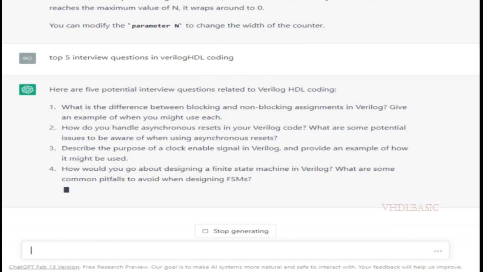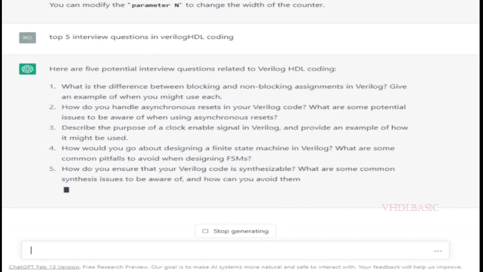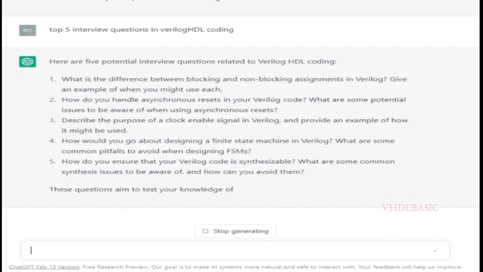Now I can discuss the fifth question. How do we ensure Verilog code is synthesizable, what are some common synthesis issues to be aware of, and how can we avoid them?